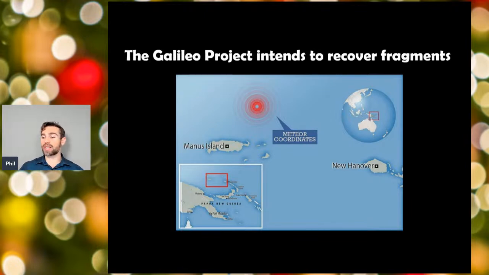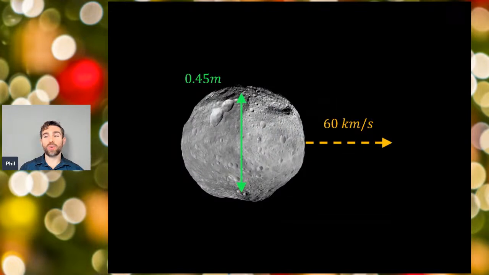And we've had 3 objects now coming from a different system. And this was about the size of the object they expected. So just under half a meter in diameter, and it was traveling about 60 kilometers per second.